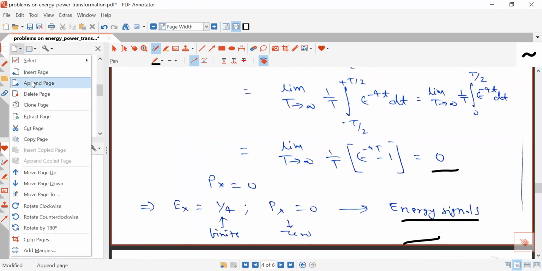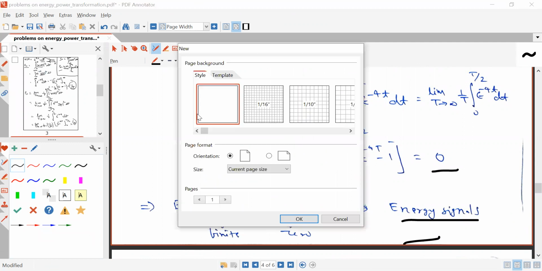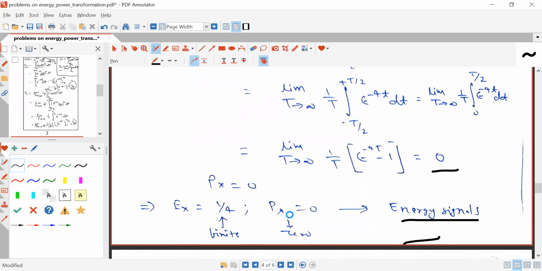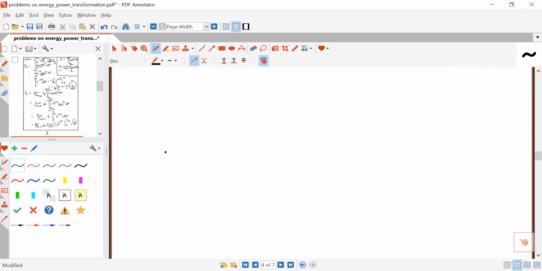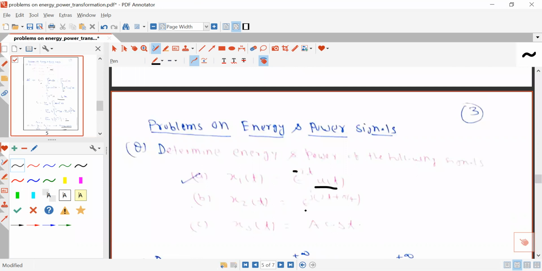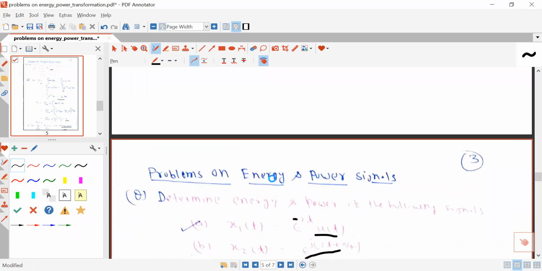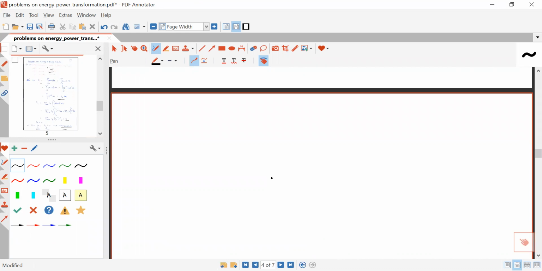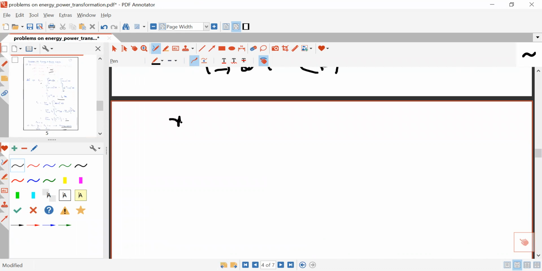Similarly, let us consider the second example. The second signal is x(t) equal to e to the power j(2t plus pi by 4). Now, determine the energy and power of this signal.